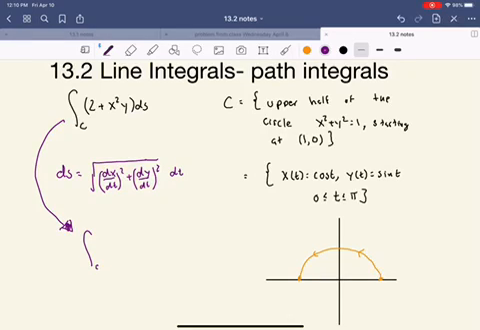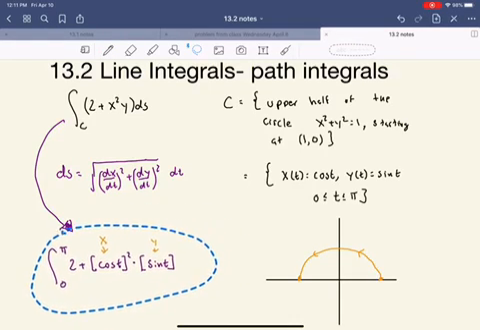the integral from 0 to pi of 2 plus, now instead of x, we're going to write cosine of t, because that's what x is along this path, times sine of t, because that's what y is along this path. Let me move this a little bit to give me more space.